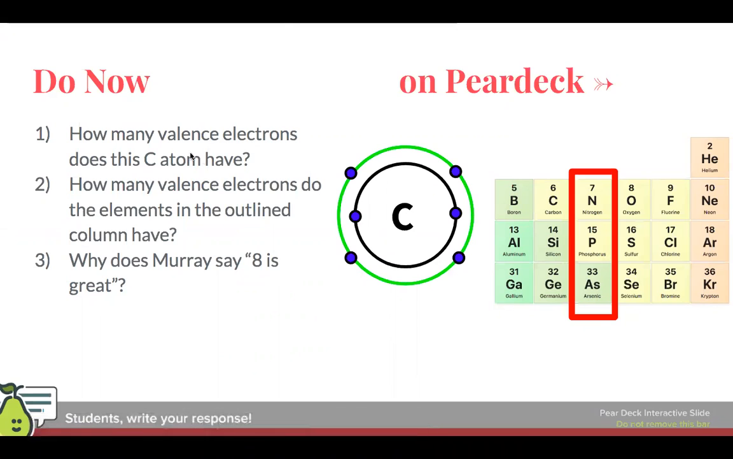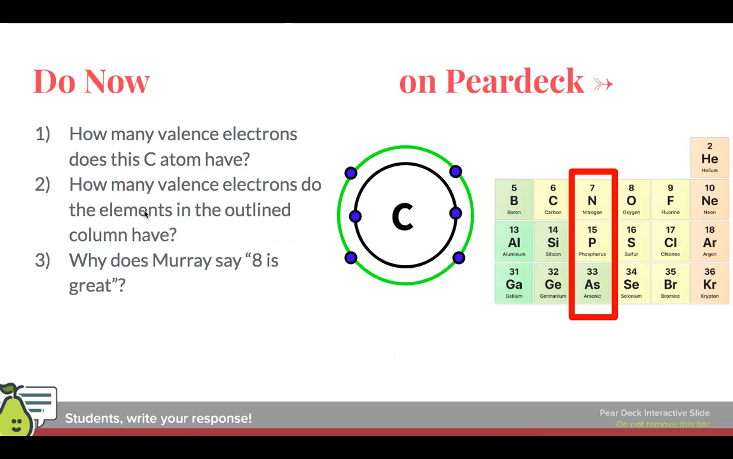Okay, the number of valence electrons. Remember, valence electrons are the outer electrons. Carbon has 1, 2, 3, 4. You also know it because it's in this column. And you might say, oh, well, Murray, how do you know that this column's 4? Well, we always know the outermost column that's got all the noble gases in it, helium, neon, argon, krypton, all of these ones over here, all have 8. And we can count down from there. We go from 8, 7, 6, 5, 4. Carbon's got 4.